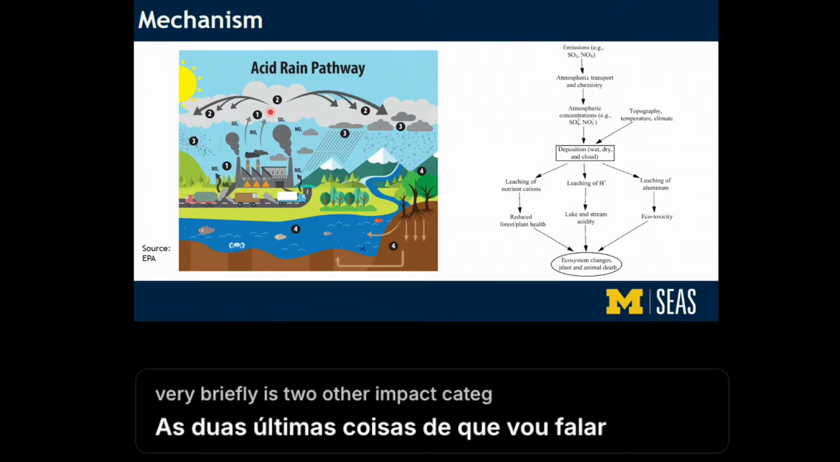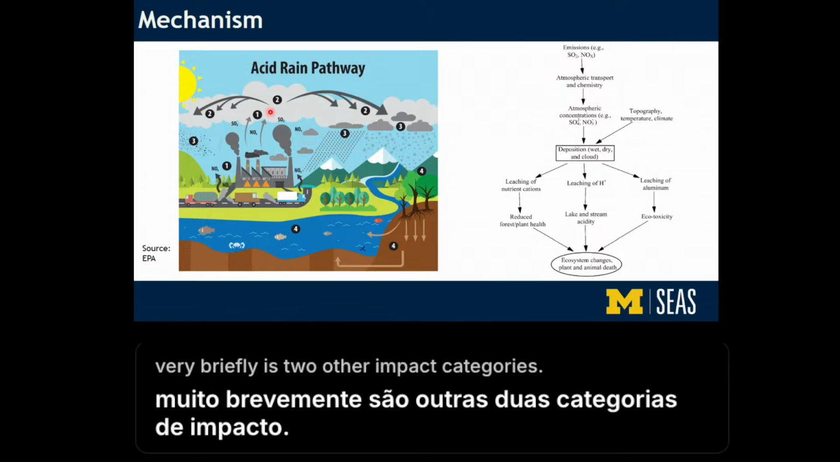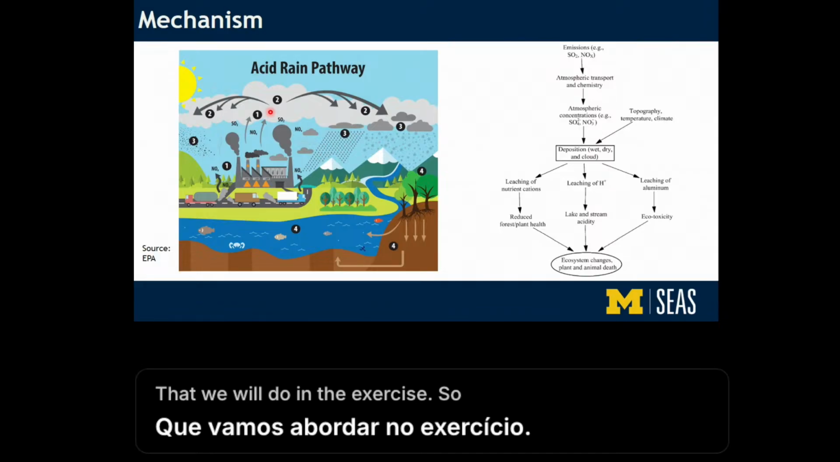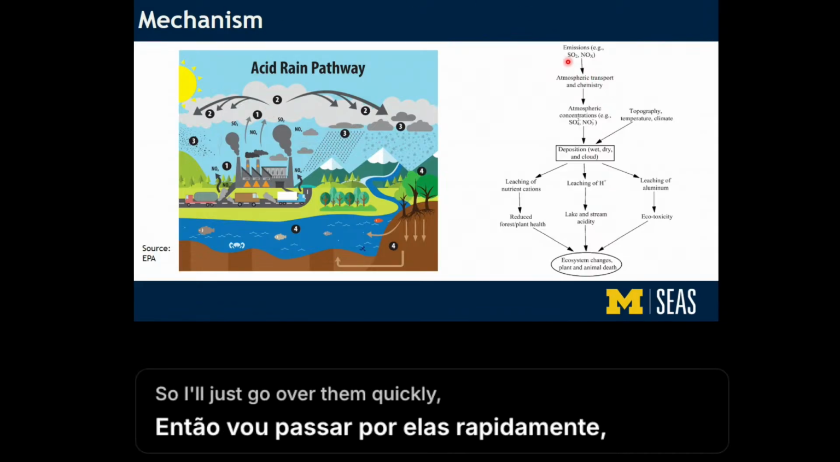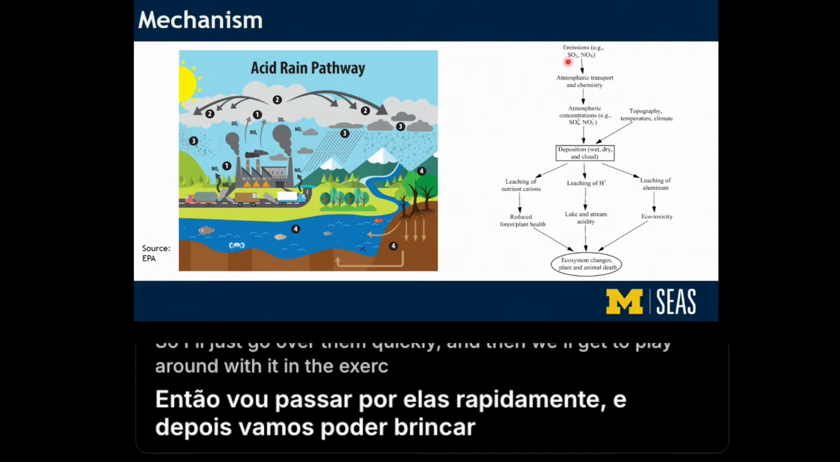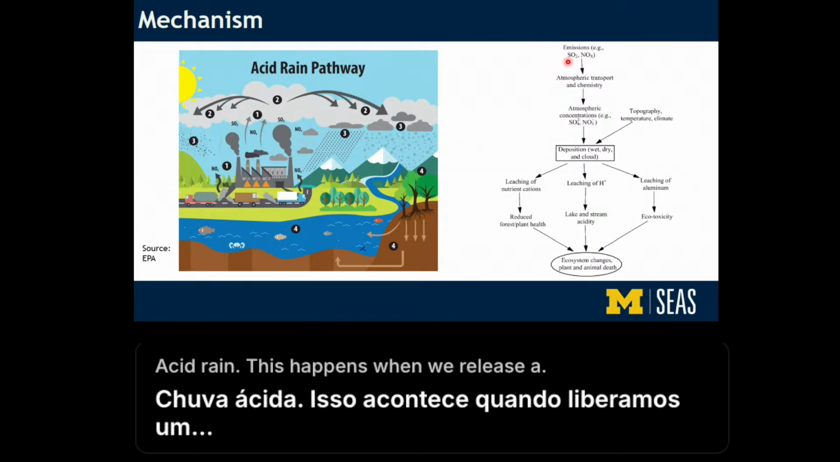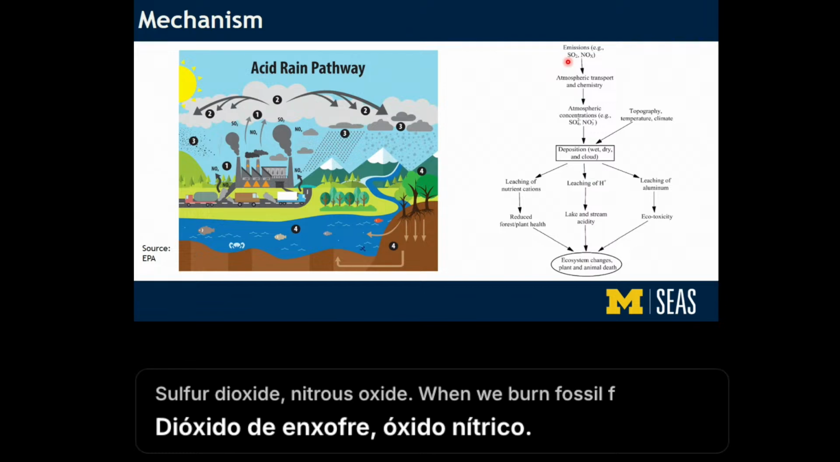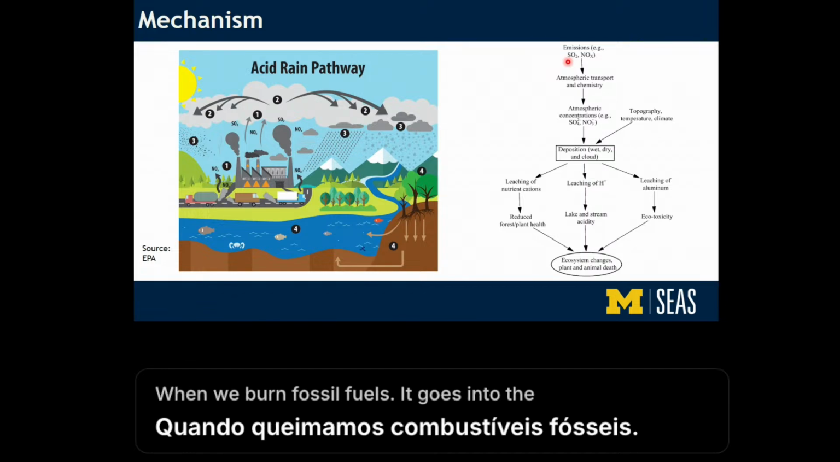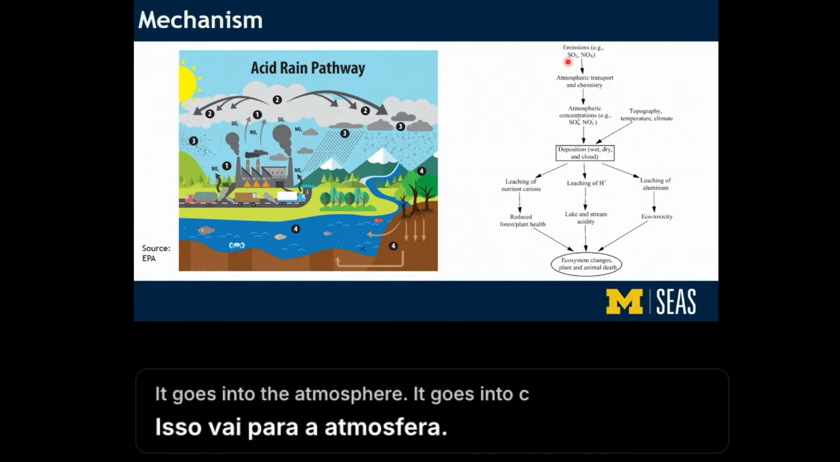So I'll just go over them quickly, and then we'll get to play around with it in the exercise anyways. Acid rain. This happens when we release sulfur dioxide, nitrous oxide, when we burn fossil fuels. It goes into the atmosphere, it goes into clouds, it turns into an acid, gets rained down and causes damage to ecosystems, all right?